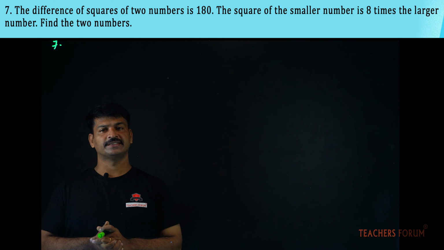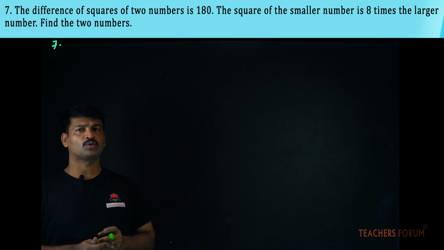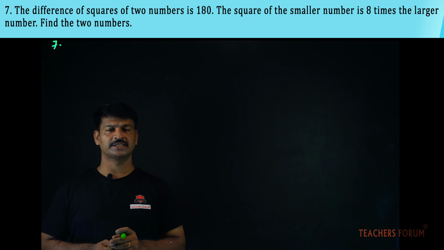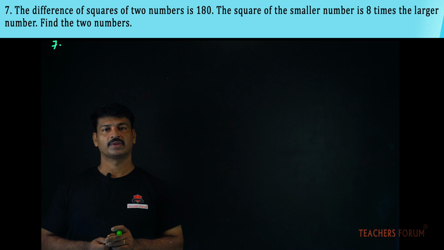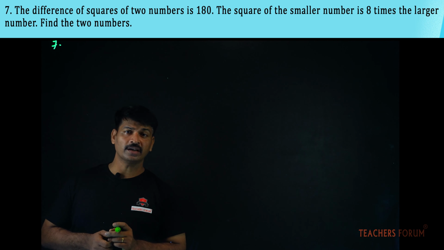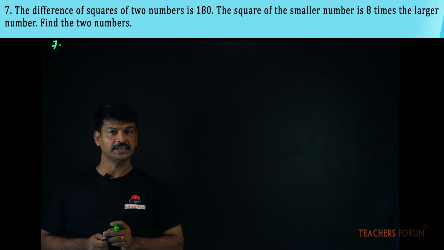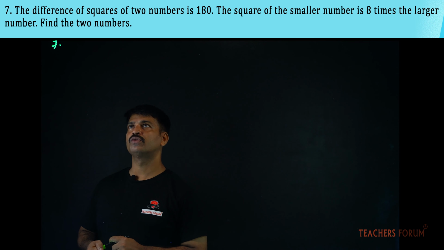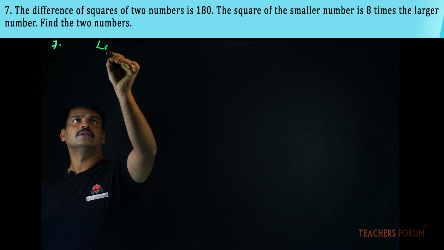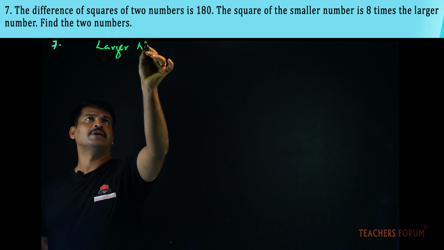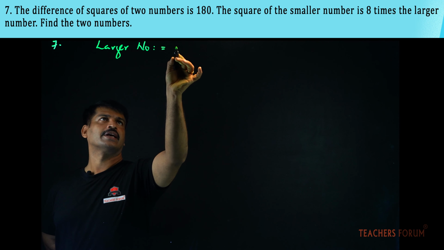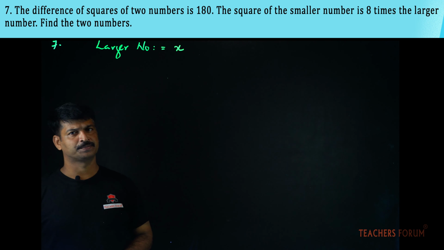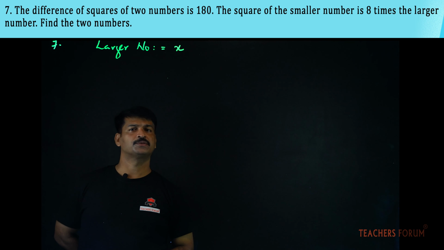Here it is given that the difference of the squares of two numbers is 180 and the square of the smaller number is 8 times the larger number. So we assume that the larger number be x. Okay, let the larger number be x. Then what will be the smaller number?